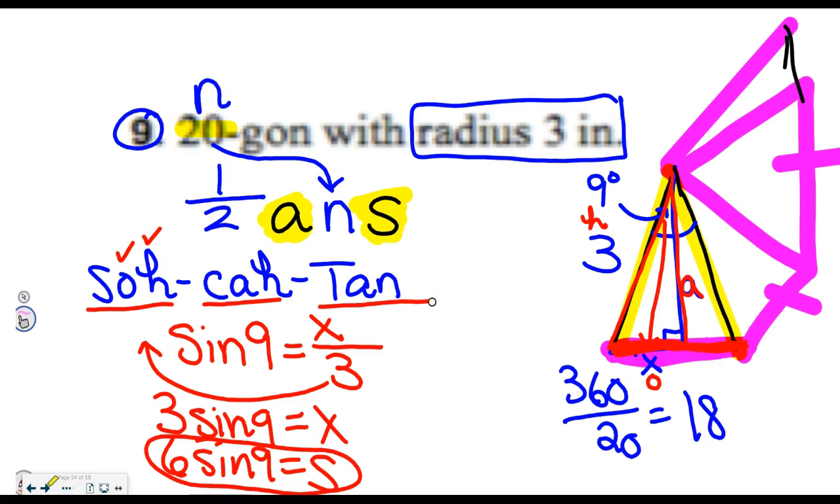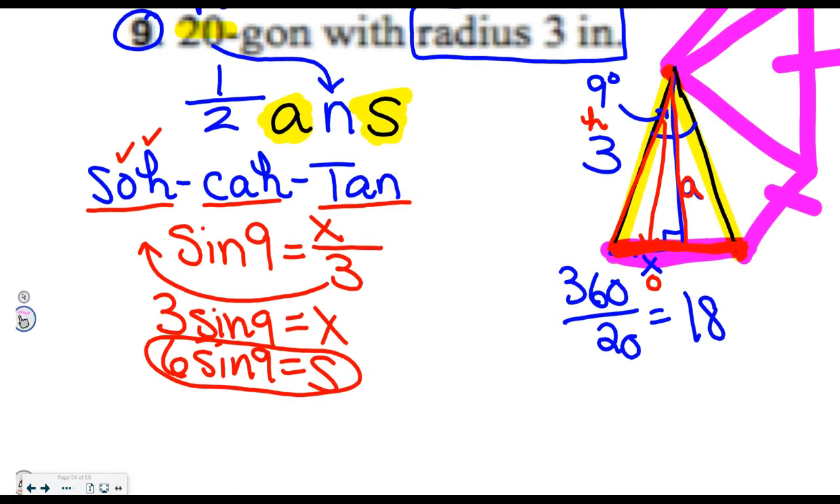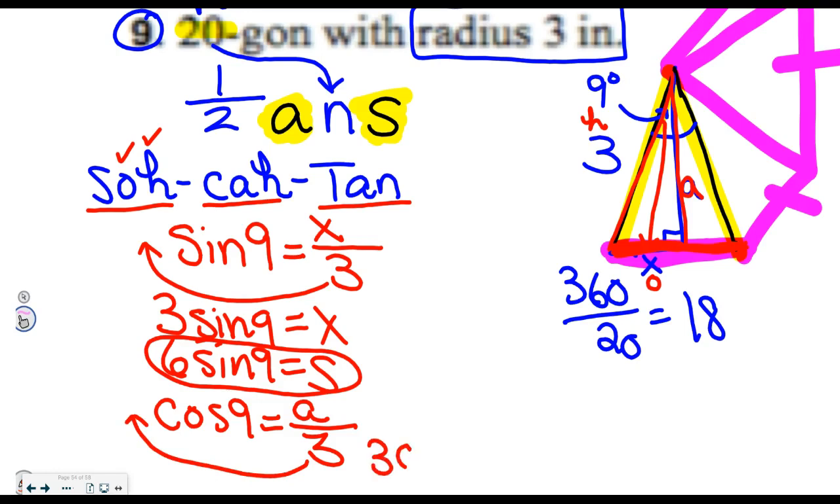So for me to go figure out that apothem, I'm going to scroll a little bit. Okay, so that got me the side. Now to get the apothem, I've got A and H, so I'm going to say cosine of the 9 degrees is equal to A over H, and H is 3. So I have to multiply both sides by 3, and my apothem becomes 3 cosine 9. I don't need to double that, because that is the apothem.